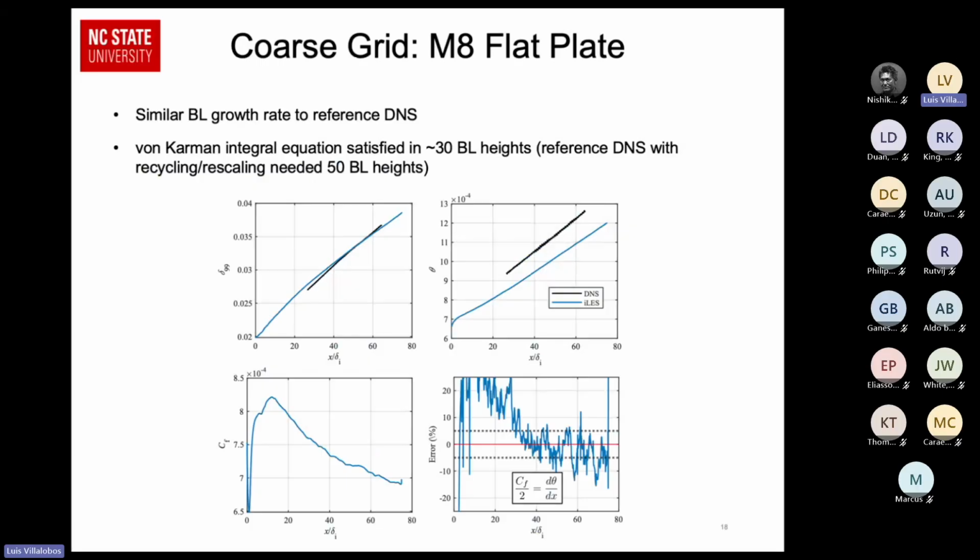I'm now going to compare the boundary layer development with the DNS. So you can see the boundary layer heights for delta 99 and the momentum thickness. They have a similar growth rate to the DNS, so that's good. If we compare the skin friction, we can see that around 10 boundary layer heights in, we're already starting to develop that turbulent profile. And if you compare the error between the skin friction over 2 and the rate of change of momentum thickness, which is the von Karman integral equation, we satisfy that in roughly 30 to 35 boundary layer heights downstream. Now, for reference, the DNS that Zhang did in 2018 with a recycling rescaling method needed 50 boundary layer heights in order to satisfy this equation.